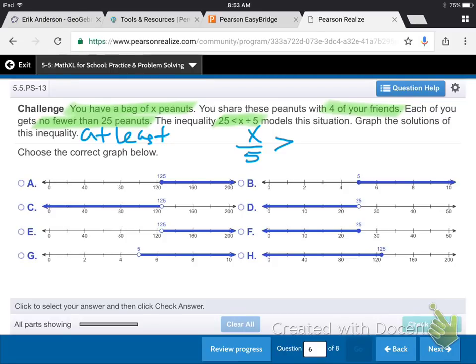The mouth is facing the x, right? So it's still facing the x just like it is above. And then 25 goes there. Now, how do we solve this?